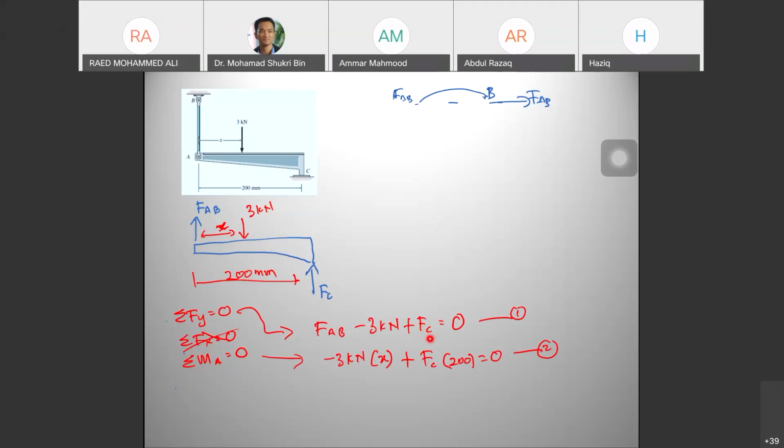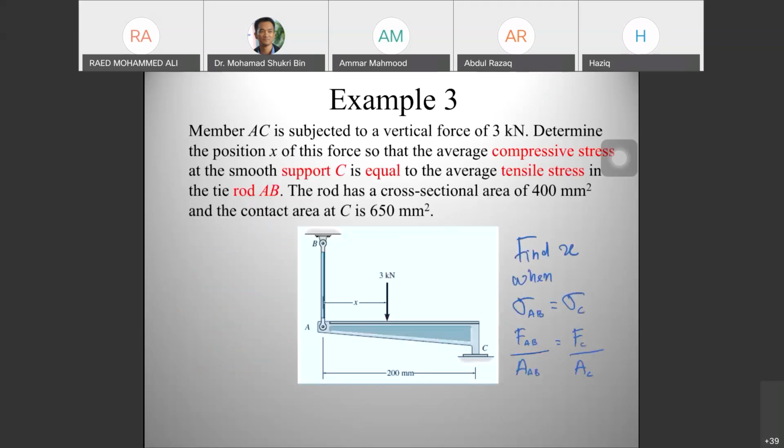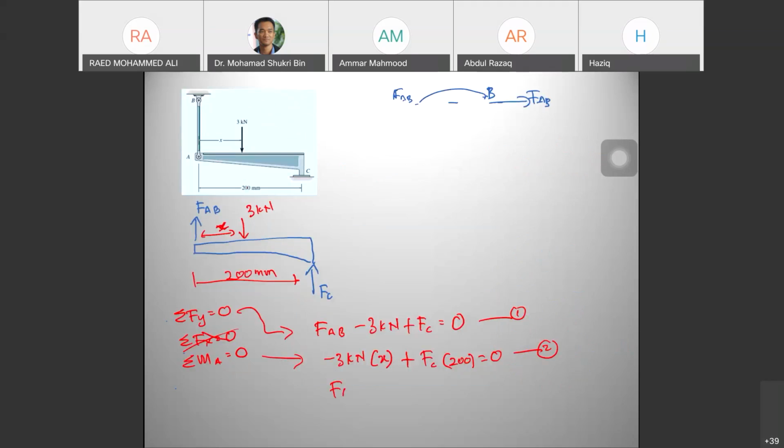You have 3 unknowns. You have FC, you have FAB, and you have X. You have 3 unknowns, but you only have 2 equations. So you need 1 more equation. Right? So 1 more equation comes from this equation. This is equation number 3. Right? So FAB over area AB equals FC over area C.